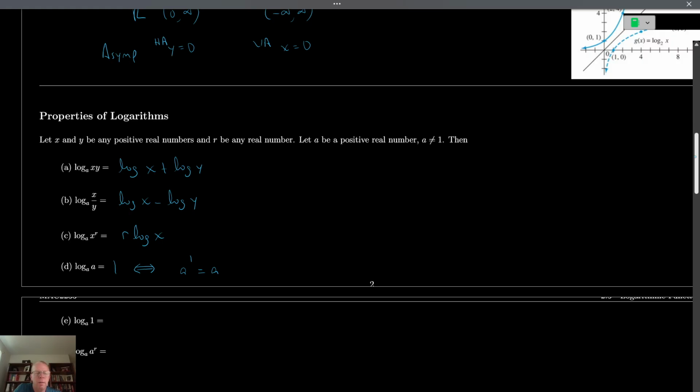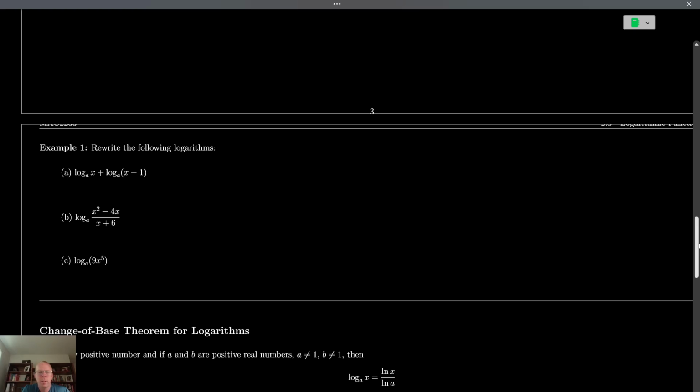Similarly, log base a of 1 is 0 because anything to the 0 power is going to be 1. And then log base a of a to the r is just going to be r. And again, we could write a to the r equals a to the r. So these you certainly need to know as we go along. They will come up from time to time, be very useful.